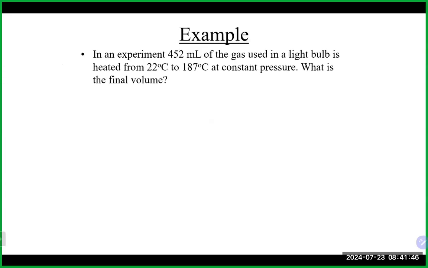All right, so we're in the middle of some examples. I think we left off with this example, so why don't you do this one? We have an experiment with 452 milliliters of a gas in a light bulb. It's heated from 22 to 187. What is the final volume?